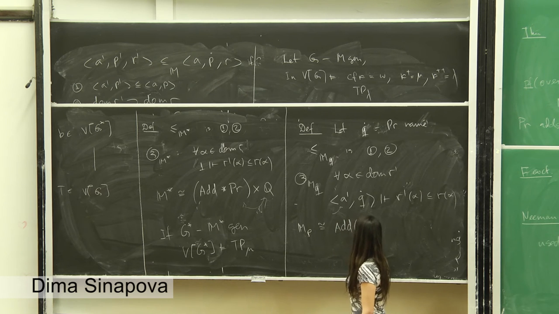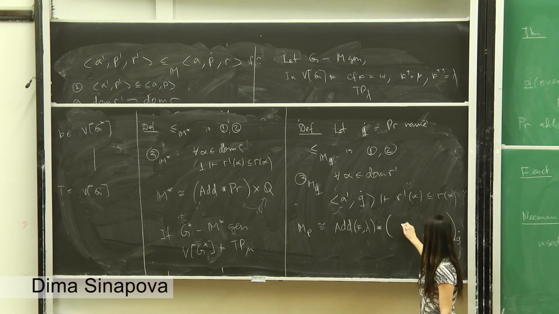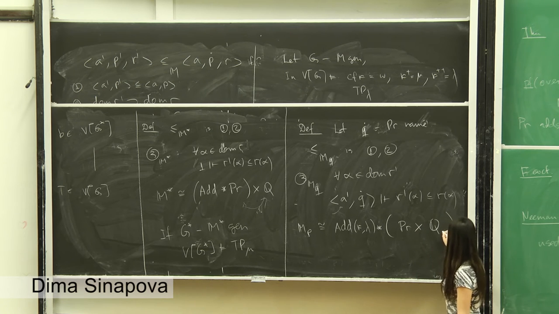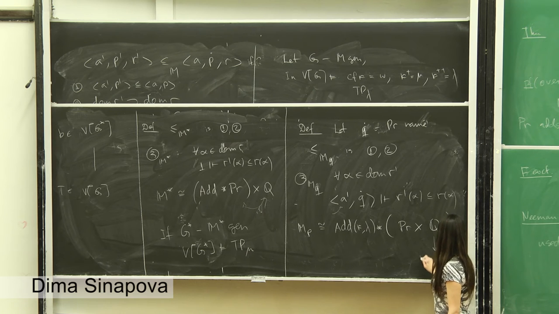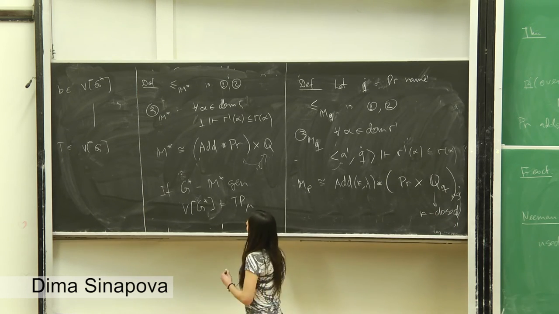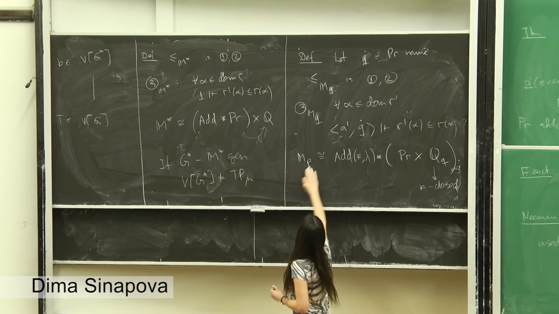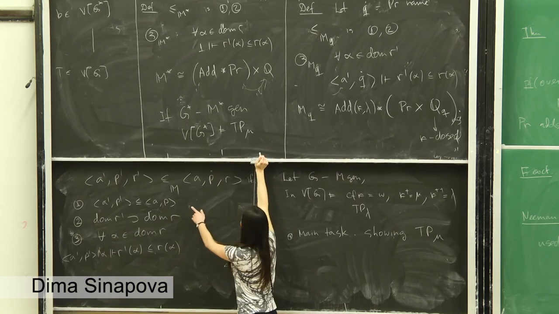So Add(κ, λ) star, pre-creep times, and let me call this Q of lowercase q, where this forcing is κ-closed. Okay. Q. Thanks. Yeah, I didn't want to use P because I'm using it here.